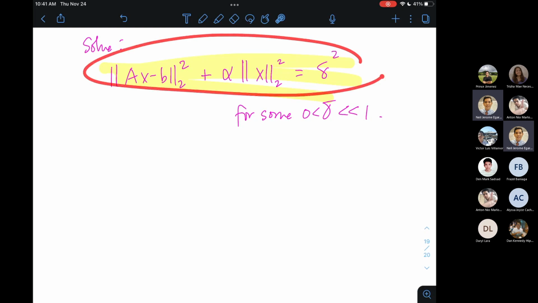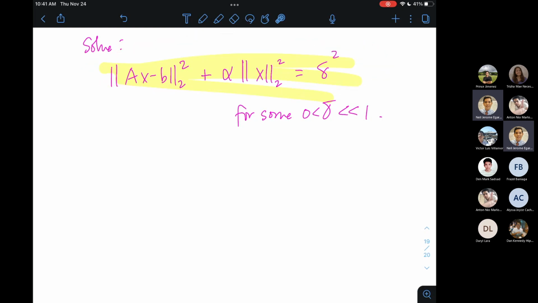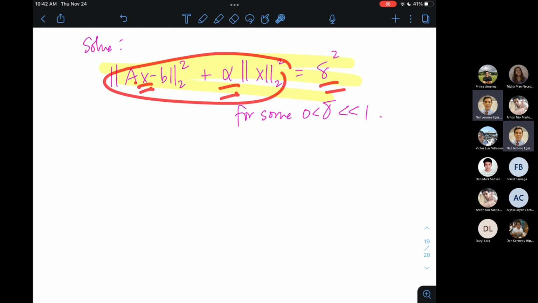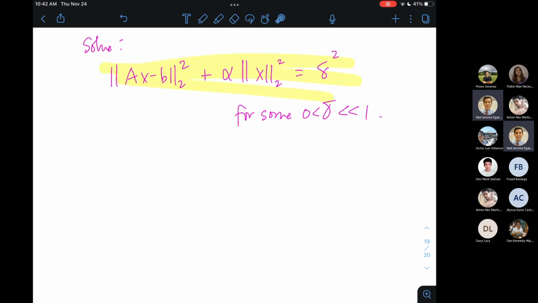Yung code na binigay ko sa inyo, you can just run it and it will give you the optimal alpha. And actually, the solution, x. Kasi simultaneously niya i-so-solve yung mga components ng solution x at saka ni alpha so that this sum will exactly be equal to delta squared. Pero ang problema rito ay ano si delta squared?